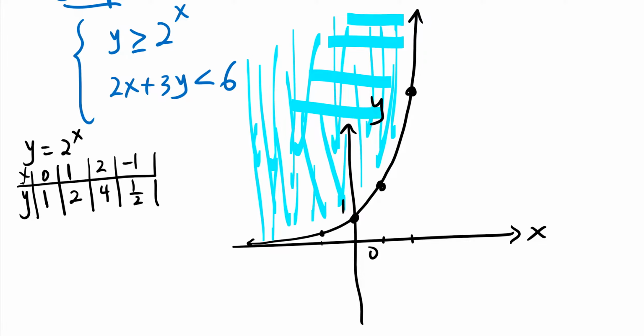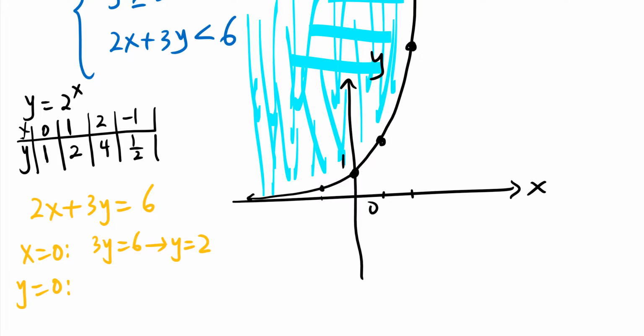Now I'm going to graph the second one. Assume it's 2x plus 3y equals 6. If you take x as 0, you see 3y is 6, so y is 2. If you take y as 0, using intercepts here, 2x is 6, so x is 3. So that gives me the first point, (0, 2) here, and the second point, (3, 0) there. And it's a dashed line, a dotted line like this, not a solid line.